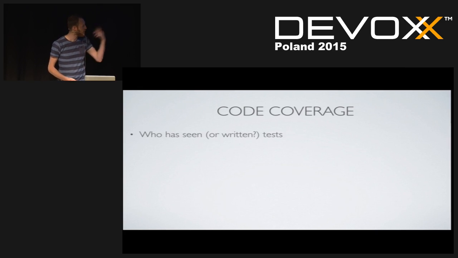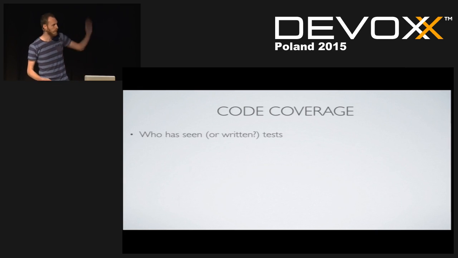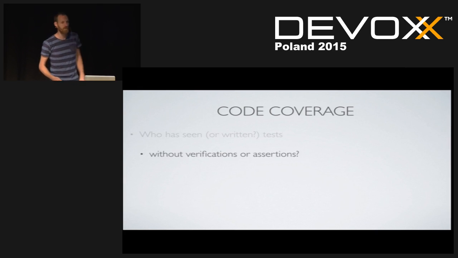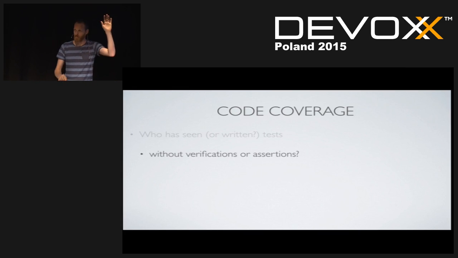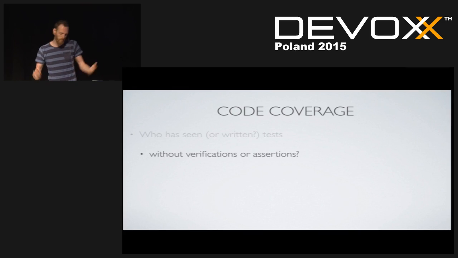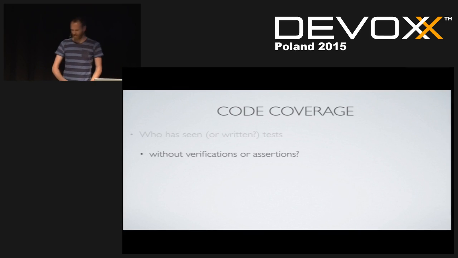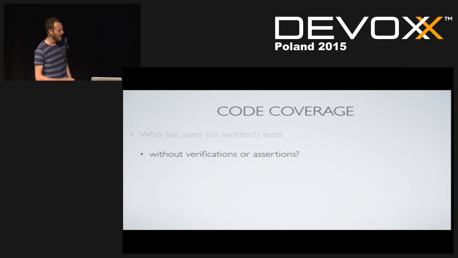Okay. Who has seen tests or even written them? I've written them, no problem, without any verification. You're just writing your test and you're looking at the code coverage and it becomes green and you say, "Oh, okay, cool." And next week you look at the code. There's no assertion. How the heck did that happen? But yeah, I've had that.